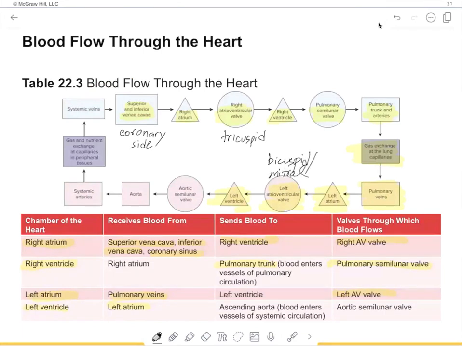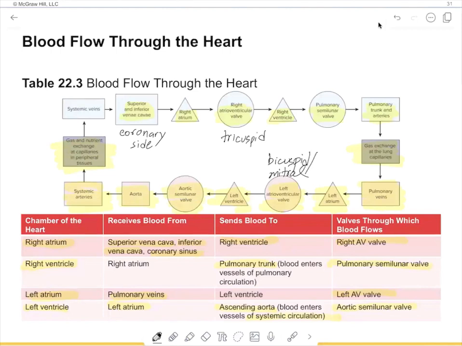That blood is now in the left ventricle. When the left ventricle ejects, blood goes through the aortic semilunar valve to the aorta, and it enters the ascending aorta, which is the first part of the aorta. Blood goes to the systemic circulation through the systemic arteries, where it's distributed through the entire body.